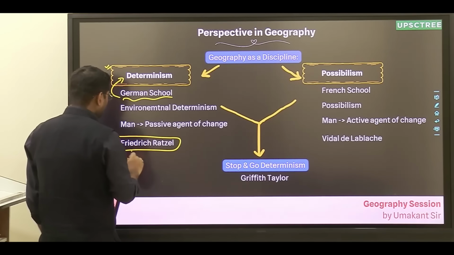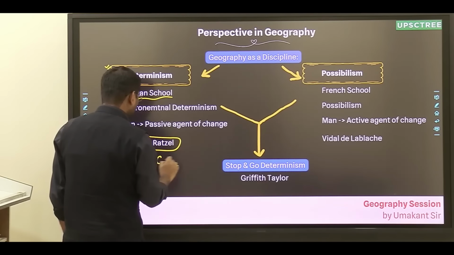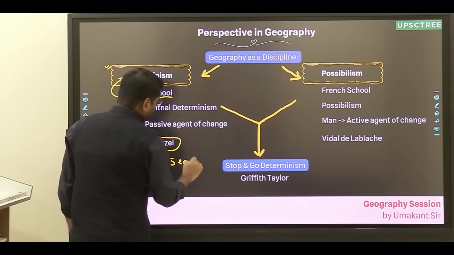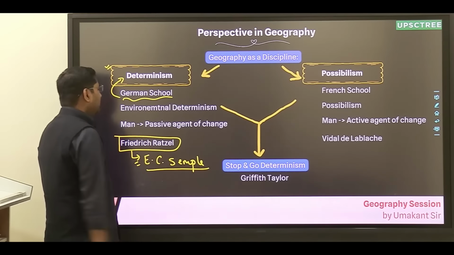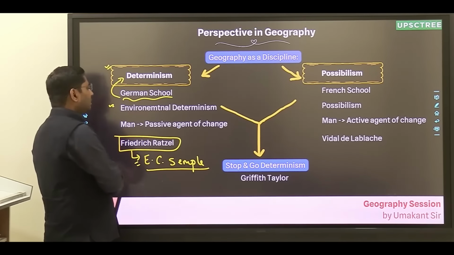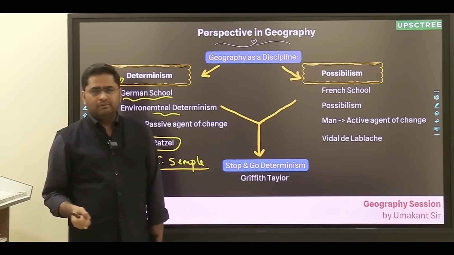Ratzel will have an American student. Her name is Ellen Churchill Semple. She will take determinism to America. She is one of the prominent geographers. Now they will focus on environmental determinism. What does that mean? That environment determines the fate of man.